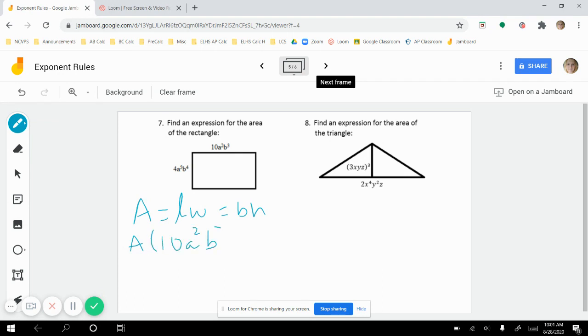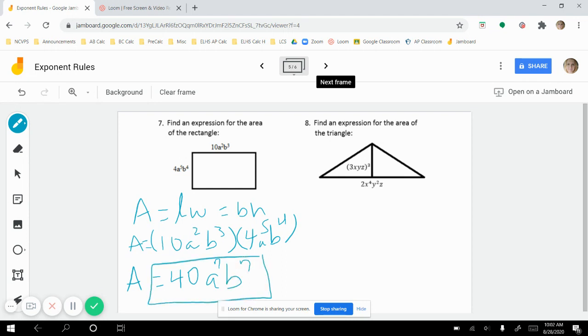So we need to multiply 10a squared b cubed times 4a to the 5th b to the 4th in order to get the area. So let's do that. Look at our coefficients. 10 times 4 would give us 40. A squared times a to the 5th would be a to the 7th. B cubed times b to the 4th would be b to the 7th as well. Those are pretty simple and straightforward. We were multiplying, so we added our exponents with our a's and our b's.